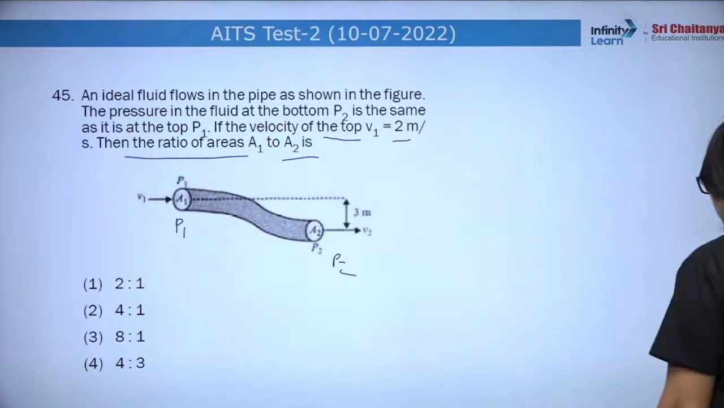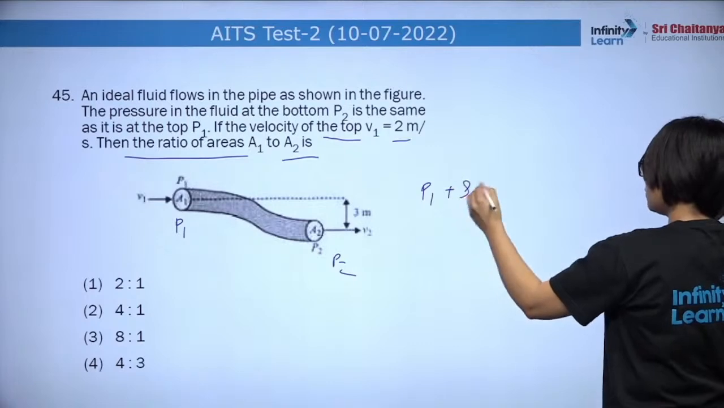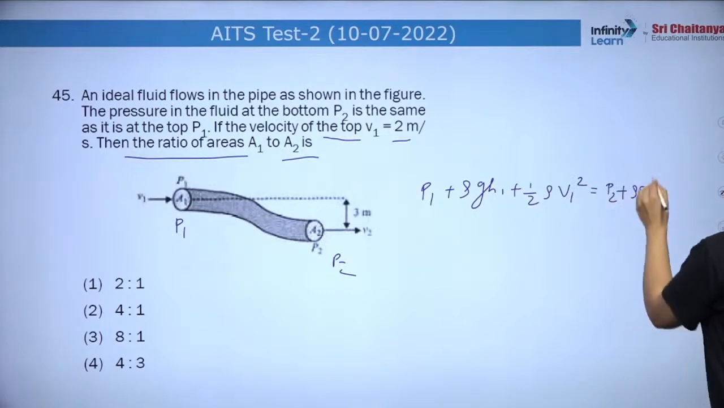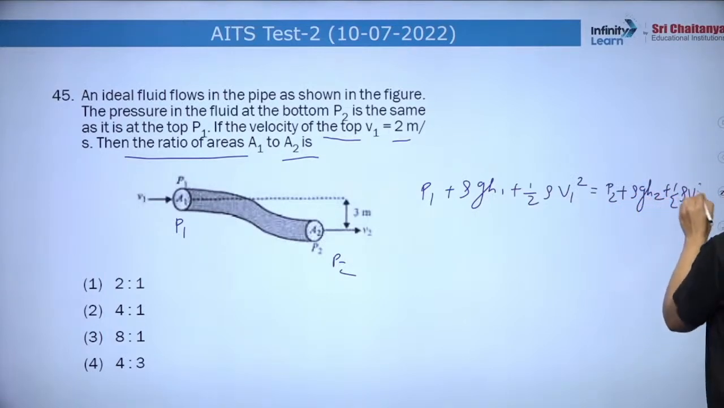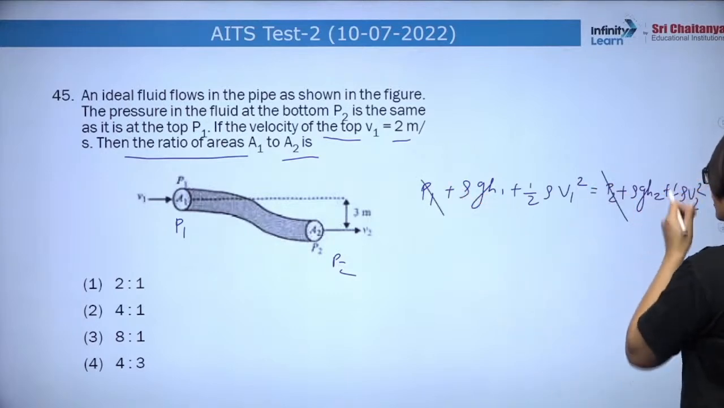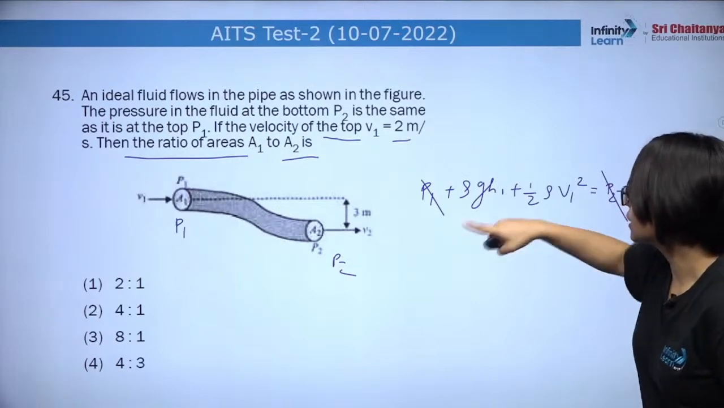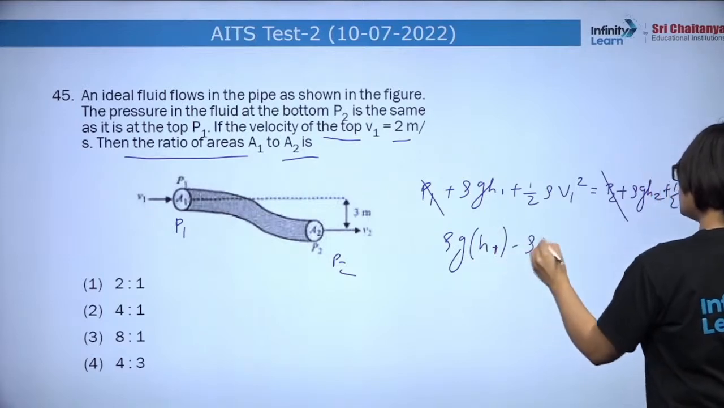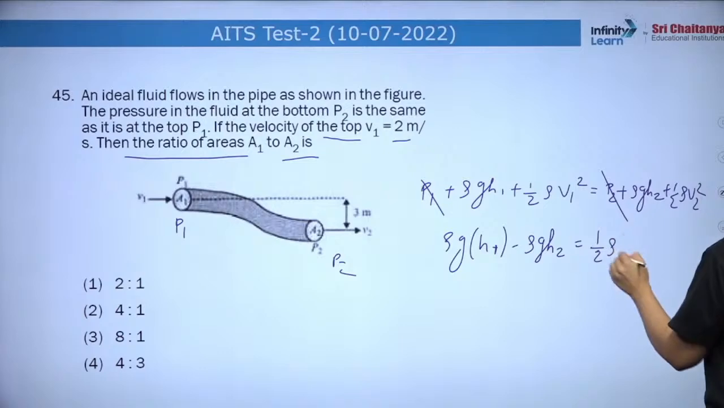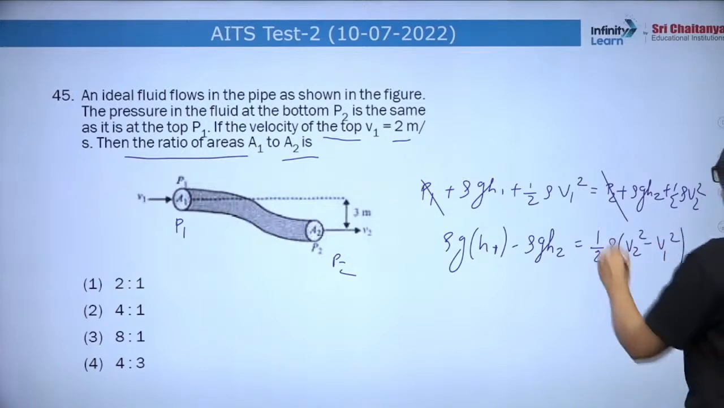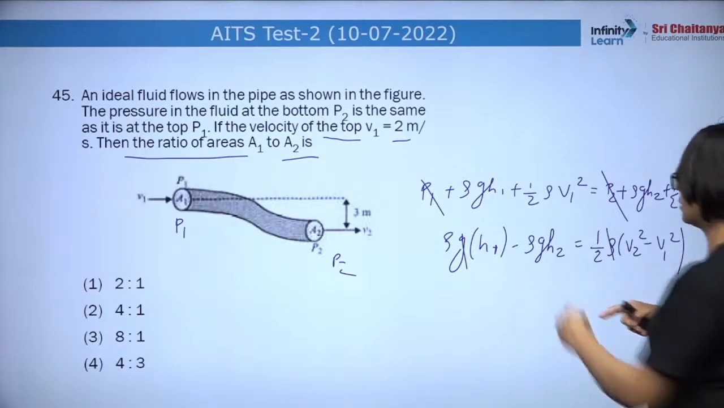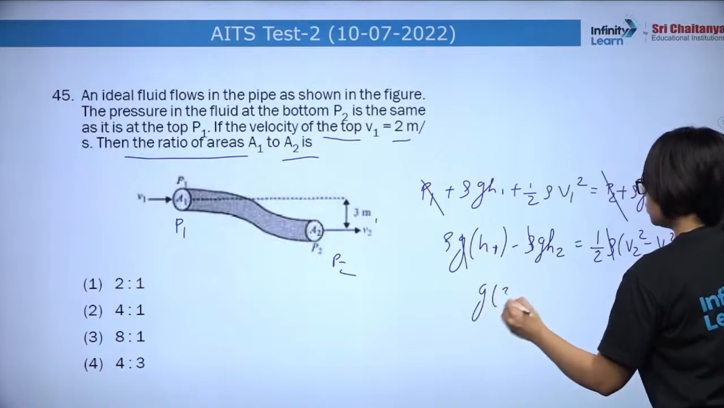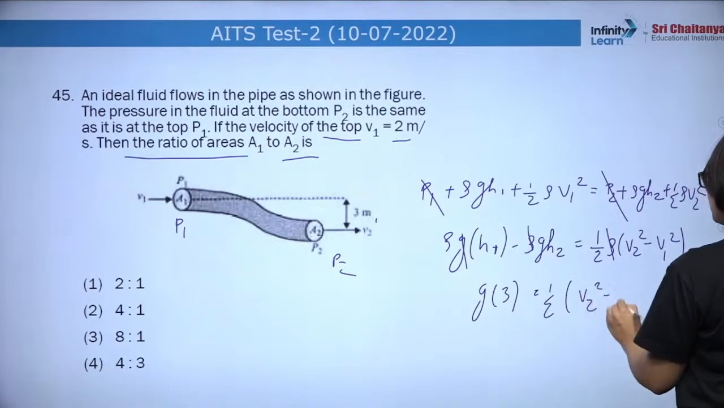Okay, so let's apply equation of continuity and Bernoulli. So for first it is P1 plus rho g h1 plus half rho v1 square is equal to P2 plus rho g h2 plus half rho v2 square. P1, P2 are equal. Now we can write rho g h1 minus h2, which is given as 3 meter. So rho g h1 minus rho g h2 is half rho (v2 square minus v1 square), right? Rho cancels. h1 minus h2 is given as 3 meter. So this is g (h1 minus h2) is equal to half (v2 square minus v1 square), right?